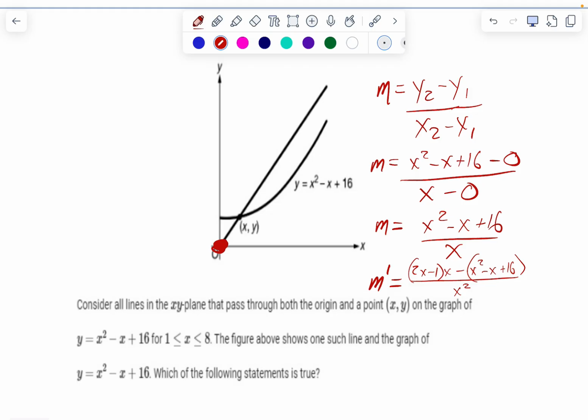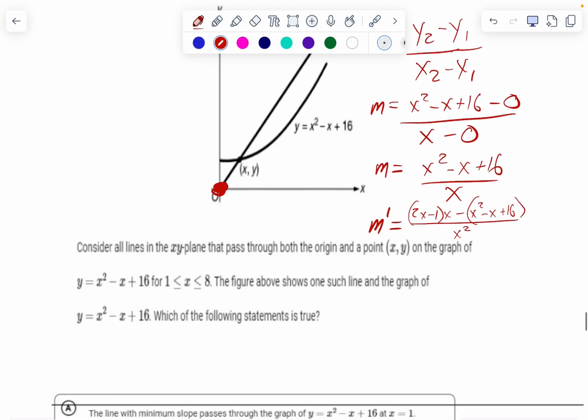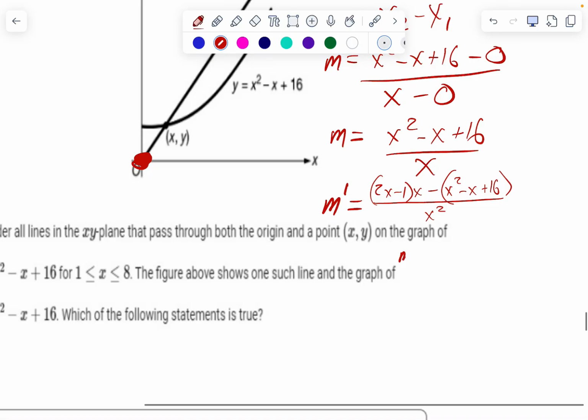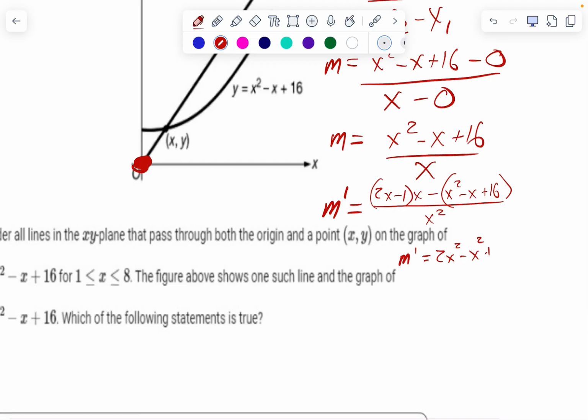Okay, so here it's quotient rule in this case. I haven't simplified yet, but it's low d high minus high, and then d low is just 1, so I didn't write that. Low d high minus high d low over low squared. Now we can simplify that because there's a lot going on. So we get 2x squared minus x. Oh, and on this, make sure you write that whole thing in parentheses so you don't miss the sign. Minus x squared plus x minus 16.